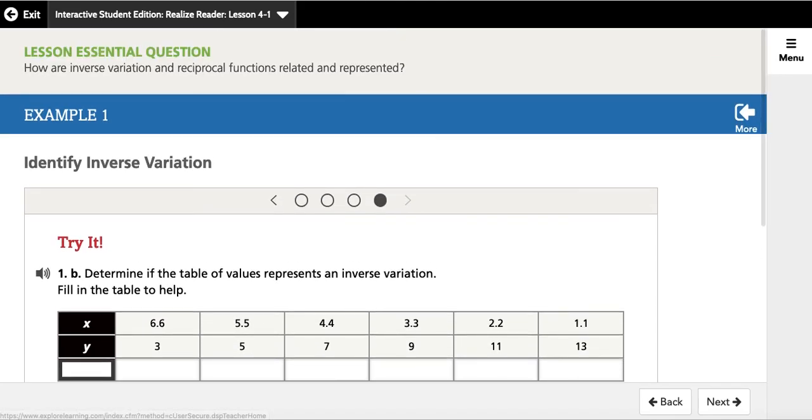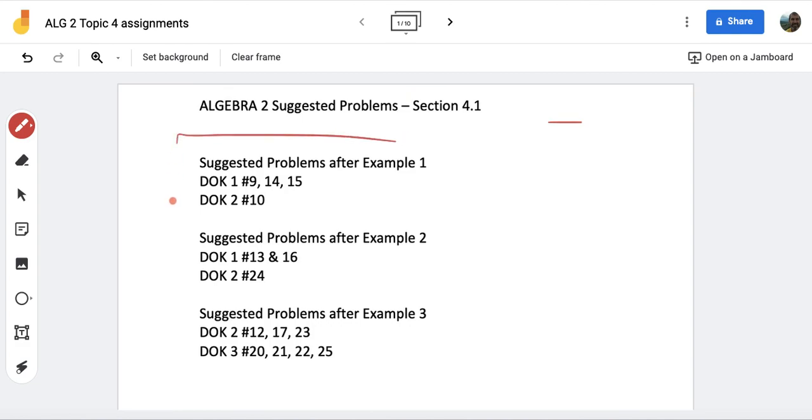All right. That's all you have to do with this section. And here are the problems: 9, 14, 15, and 21. Sorry, I forget what pages they are.